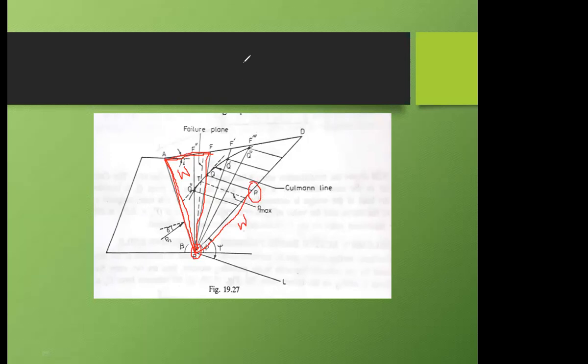So we have seen 4 steps till now. Can anyone repeat them? What are the 4 steps?